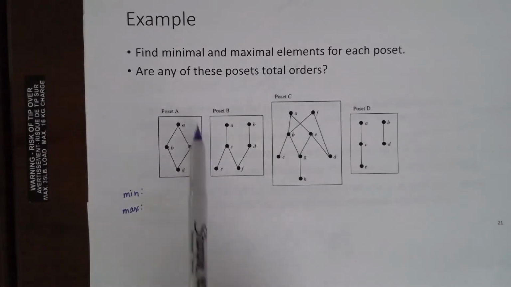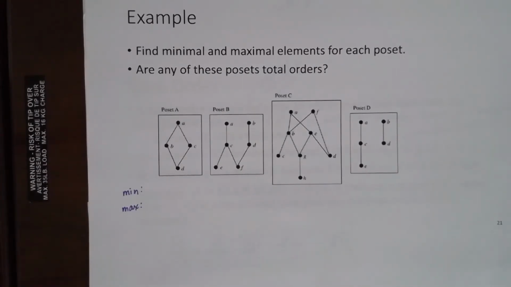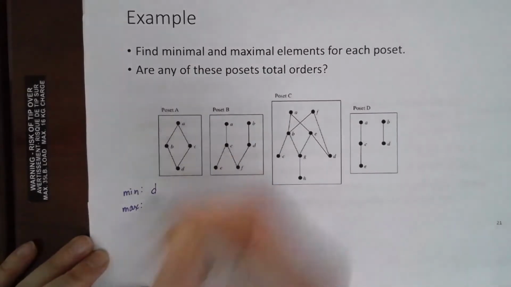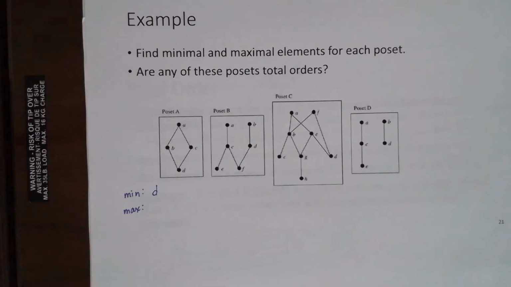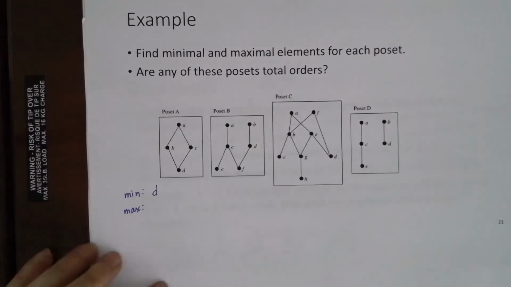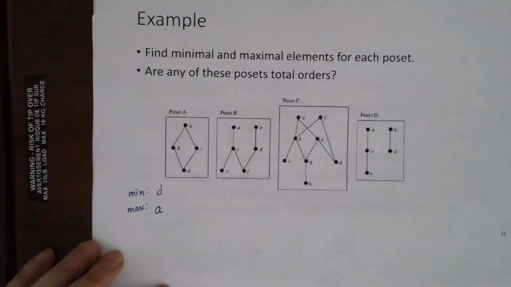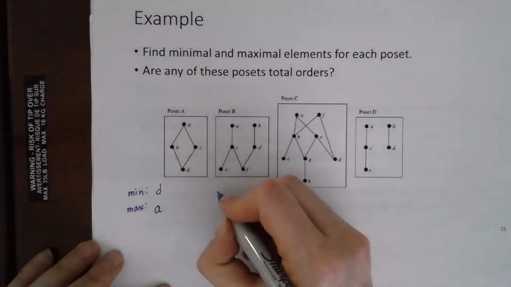So for this one, how many things do we have at the lowest level where there's nothing below it? D. D is the only one. So we have one minimal element, that one's D. And then the maximal element would be something where there's nothing above it. And there's only one of those, and it's A.